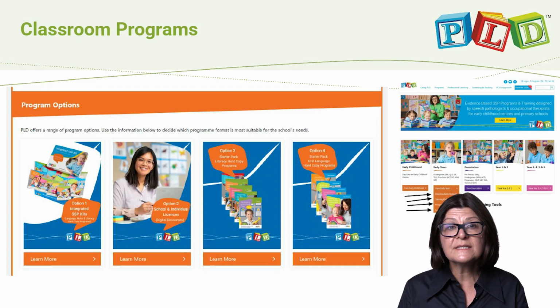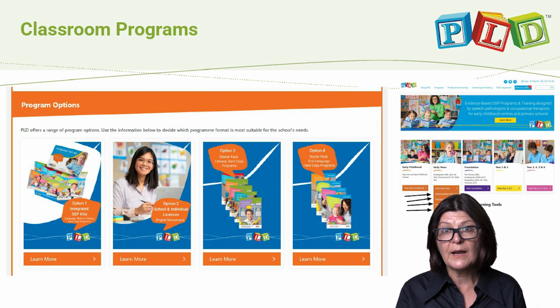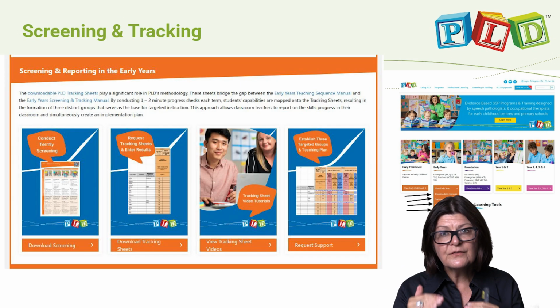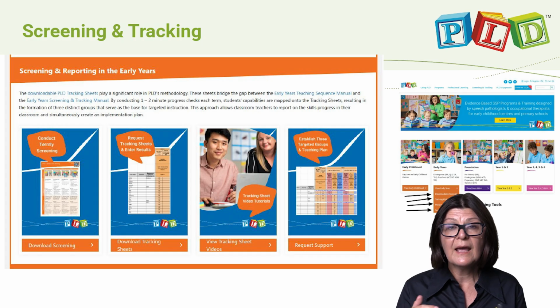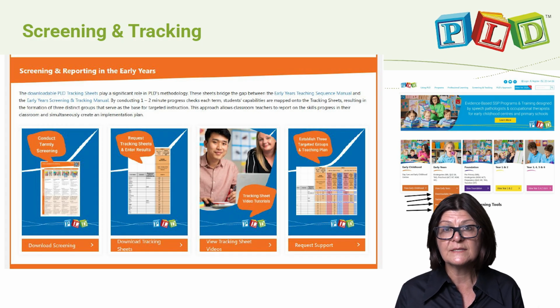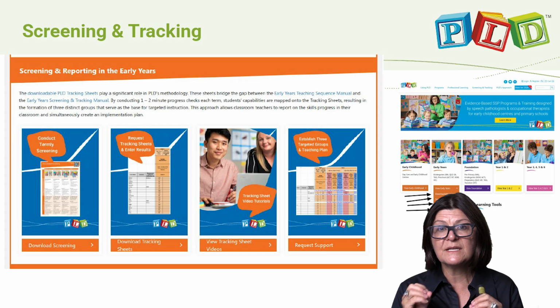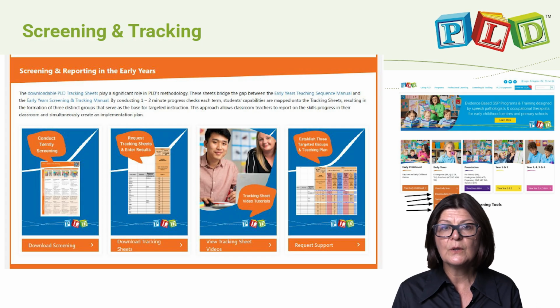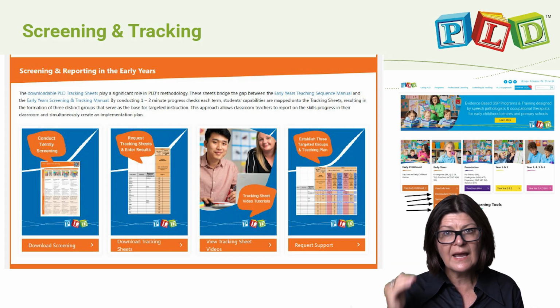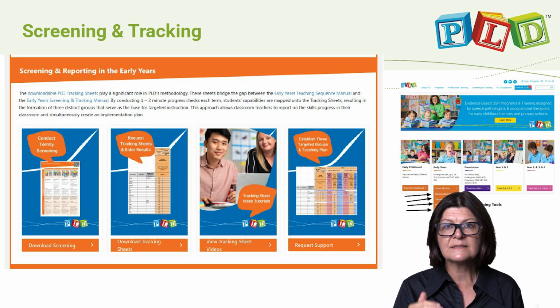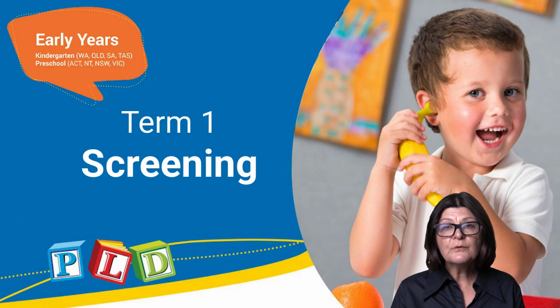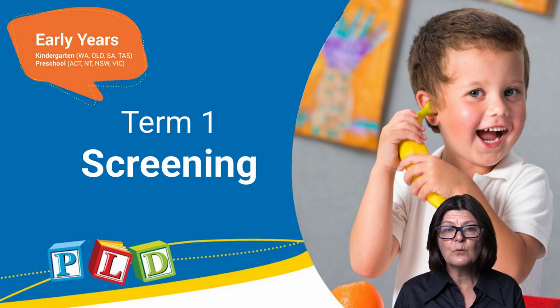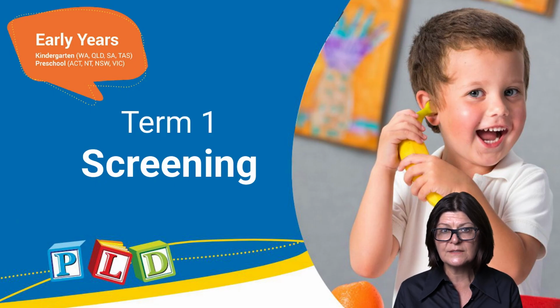Scroll down to the third section and you will find your programs that you require to implement PLD in the early years. And finally, towards the bottom of the page is information on tracking and how you report on student progress. In order to implement PLD very well in your room, you will need access to programs, access to training, and access to the information on the screening and tracking process. For the remainder of the video, I'd like to clarify what is Term 1 teaching and Term 1 screening.